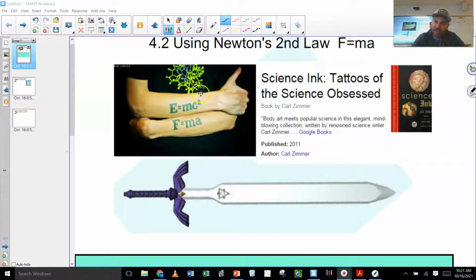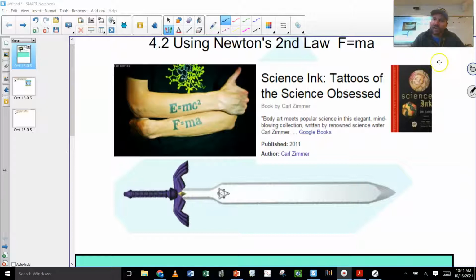F equals ma is probably the most important equation that you're going to learn. No, it is the most important equation you're going to learn in high school. There's another really great equation. You've all seen it, E equals mc squared. It's Einstein's. It means that energy and mass are interchangeable. And that's a really crazy idea. I don't know if it makes sense to you. It shouldn't make sense to you if that makes any sense to you.